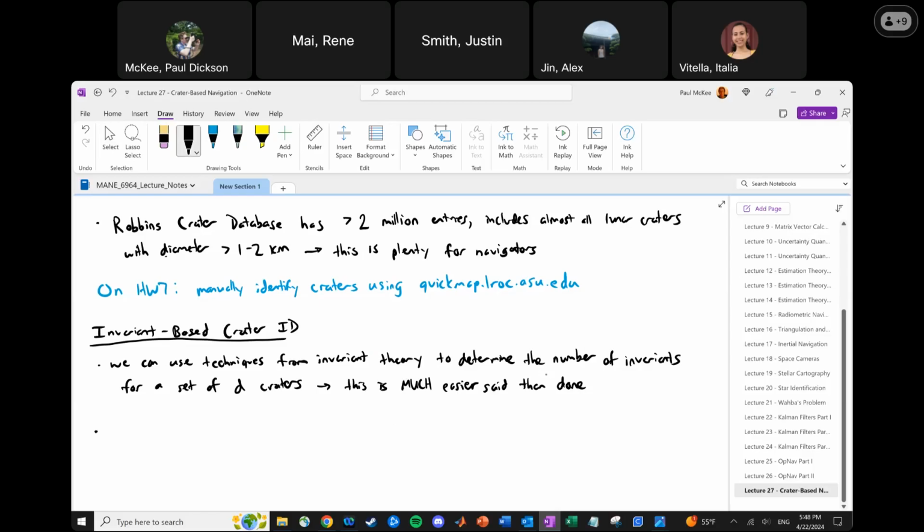So recall that a set of D stars, remember back to star ID, has 2D minus 3 invariants. So we would use the interstar angles, basically, given unknown observer attitude. Well, we're going to go through 3 cases.